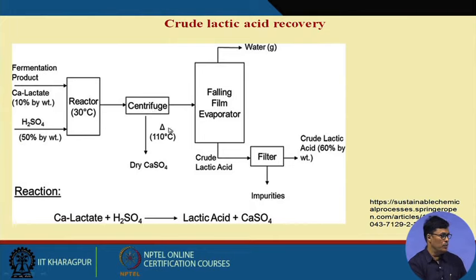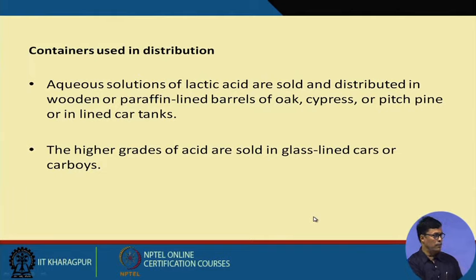Then we centrifuge it at high temperature to get calcium sulfate, and then we evaporate it so that the concentration of lactic acid increases. We filter it, impurities go out, and we get lactic acid at 60% weight by volume. This is available in liquid form. The reaction is: calcium lactate plus H2SO4 gives lactic acid and calcium sulfate. Now, containers used in distribution.